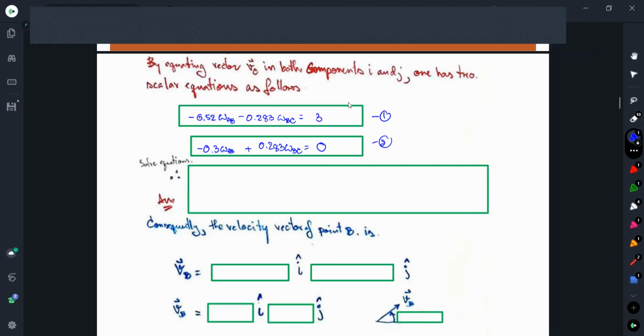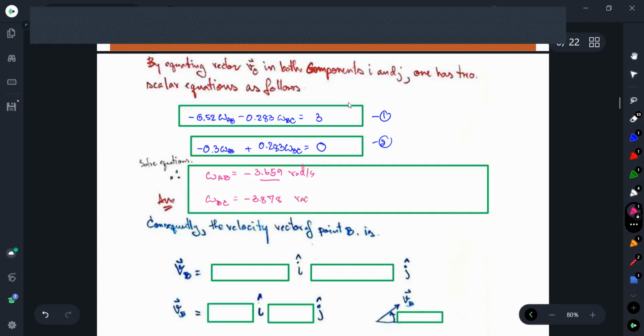For this case, you may solve these equations by yourself. They are linear equations, very easy to solve. After we solve the equations, we find that omega AB is equal to minus 3.659 radians per second, and omega BC is equal to minus 3.878 radians per second.